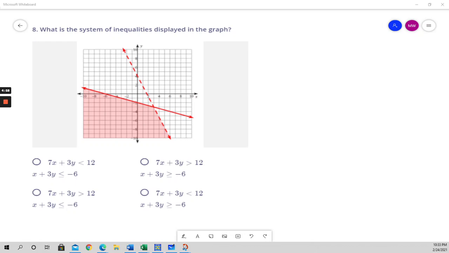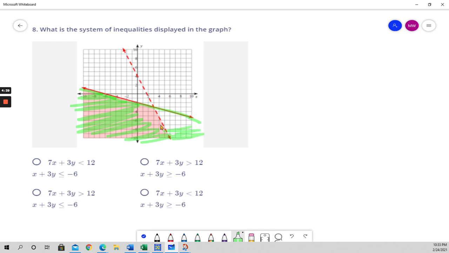What is the system of inequalities displayed in the graph? Okay, well, first thing, I'm going to figure out how this graph was shaded. So what I think is happening is that the solid line was a false statement, and that's how this was all shaded. And then the dashed line was a true statement, which was how this was all shaded.